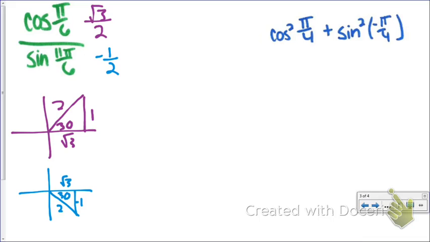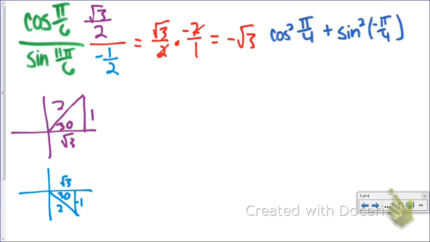So then at this point, it's just algebra. I just need to make sure that I do root 3 over 2 divided by negative 1/2. So just remember, when I divide fractions, I flip the second and multiply. So I'm doing root 3 over 2 times negative 2 over 1. Those 2's cancel out, and I'm left with negative root 3.